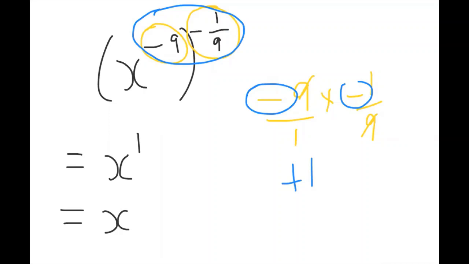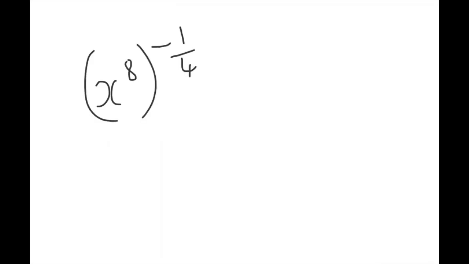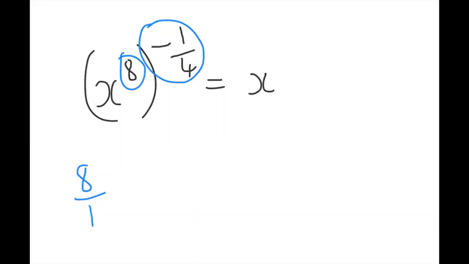All right, let's do this one. X to the power 8, and all of that to the power minus 1 over 4. Very similar to the previous one, where you take the x, and now we're going to multiply the 8 by minus a quarter. So let's do it over here. 8 over 1 times minus 1 over 4. 4 goes into 4 once. 4 goes into 8 twice.